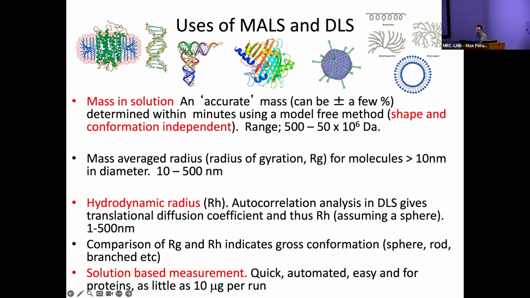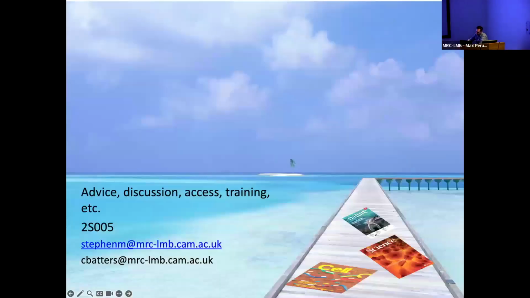They're all solution based, so they can all run in whatever buffer your protein prefers or is happy in. It's quick and automated. And for the DLS, you can use a very small amount of protein. For the SEC-MALS, it is a bit heavier on protein, but you can get it back from fraction collection. And it's an extremely useful number. It's one that you'll see in a lot of papers. It's in a lot of supplementary figures because it's an exact measure of mass.